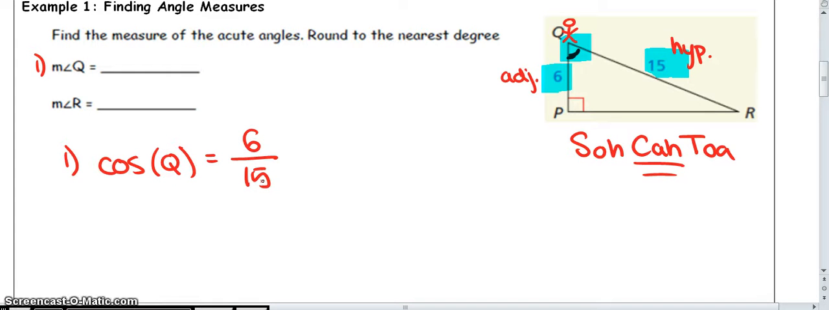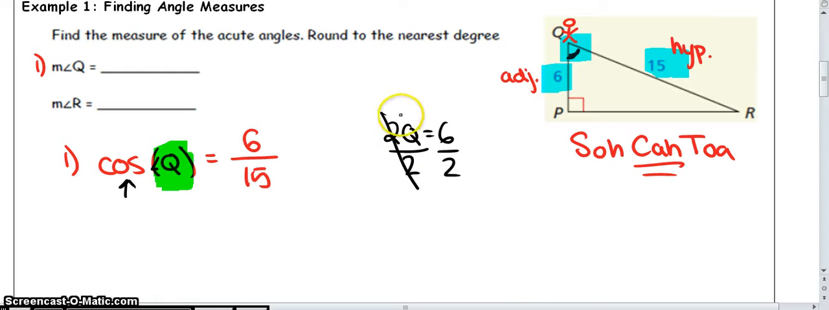What I've just done here is nothing new. You know how to set these up already. What is new is how I'm going to get this Q alone, because I want to find the measure of angle Q. I don't know how to undo this cosine that's bothering the Q. Like if I had 2Q equals 6, I could divide by 2 because division undoes multiplication, and 2Q is 2 times Q. But division does not undo cosine, sine, or tangent.